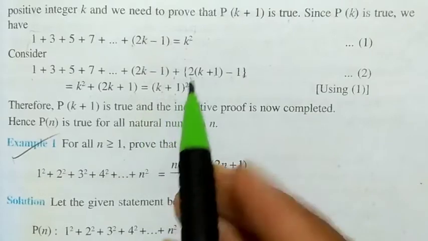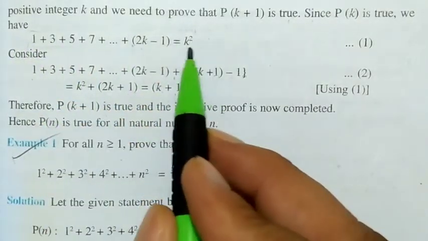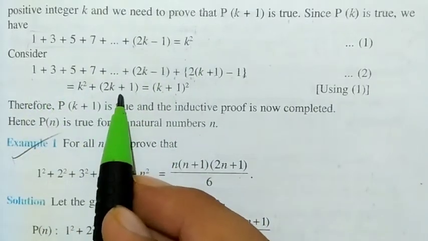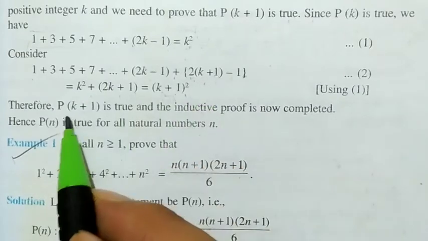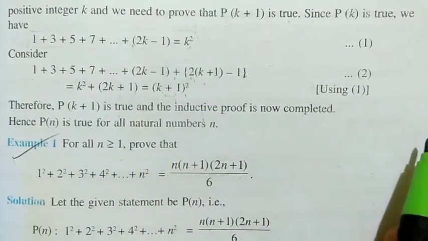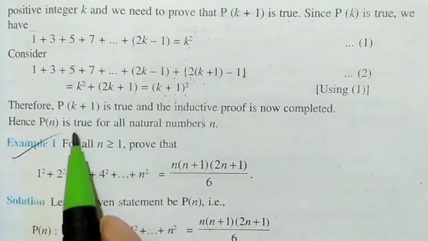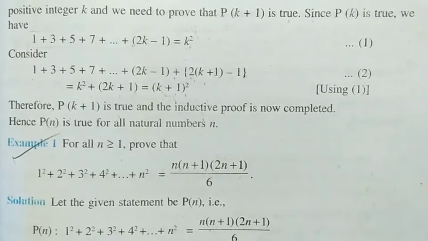Here we assumed this statement true for n equals k, and we are getting for n equals k plus 1 the result (k plus 1) square. So P(k+1) is true, and then the inductive proof is now completed. Hence we can say P(n) is true for all natural numbers n by the principle of mathematical induction. I hope it is clear to you.